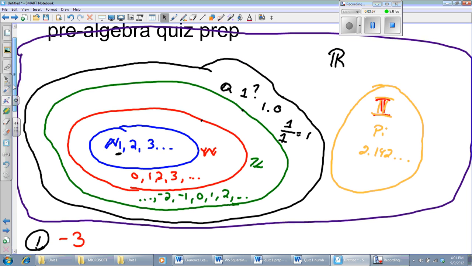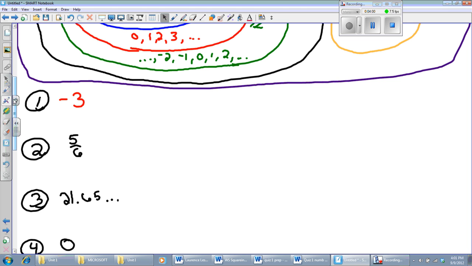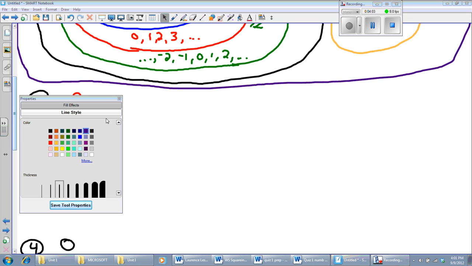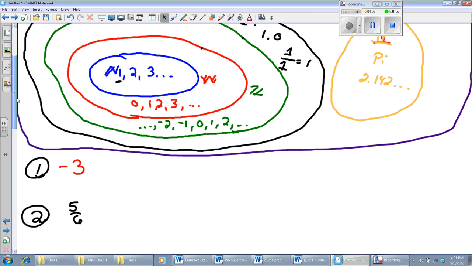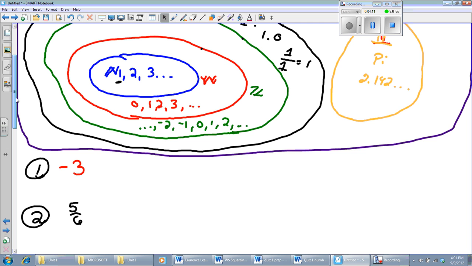So let's come down here and test this out. Let's look at these. -3. Is -3 a natural number? No, no negatives. A whole number? Nope. Is it an integer? You bet your boots. If it's an integer, it automatically is inside the black circle, which makes it rational. It can't be irrational and rational at the same time, so I'll leave I out, and it is a real number. We only deal with real numbers in this class. In Algebra 2, you'll deal with imaginary numbers. Wouldn't that be cool? Oh, by the way, an imaginary number is not 11.